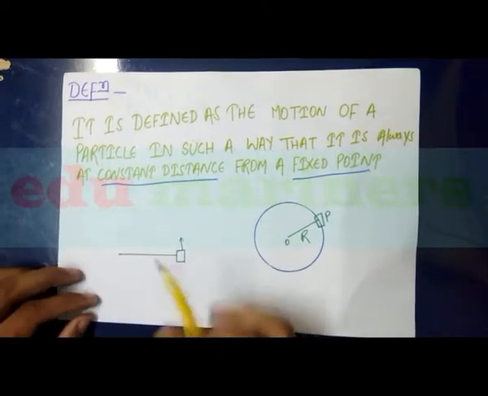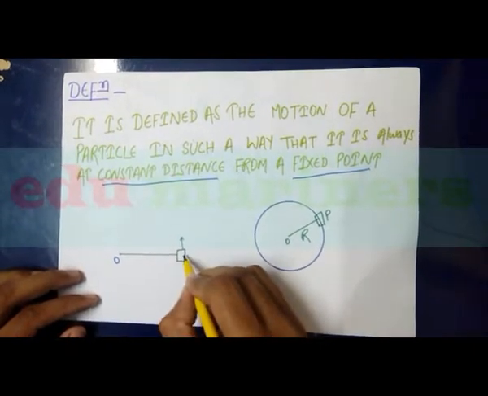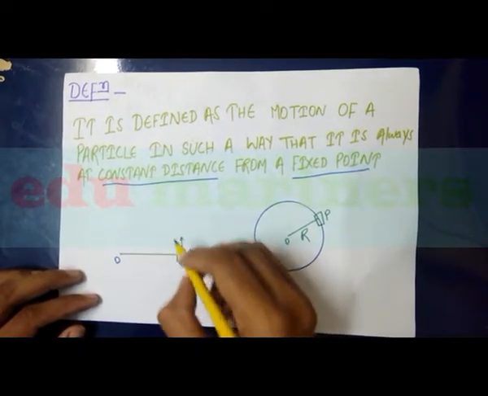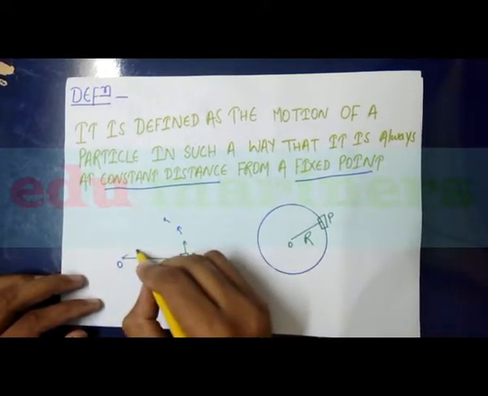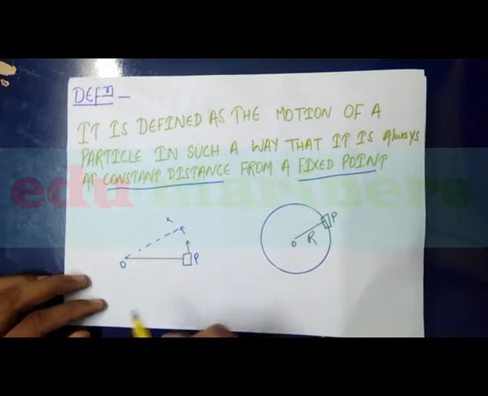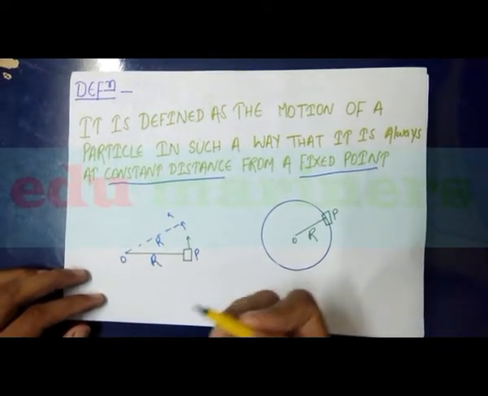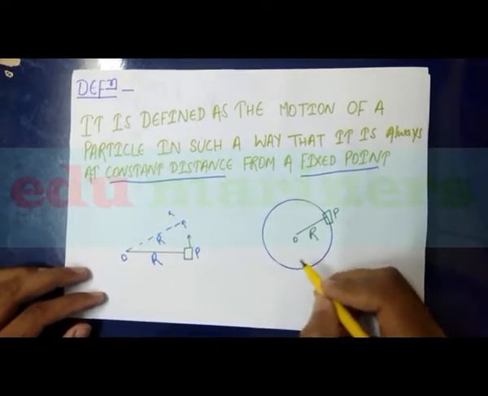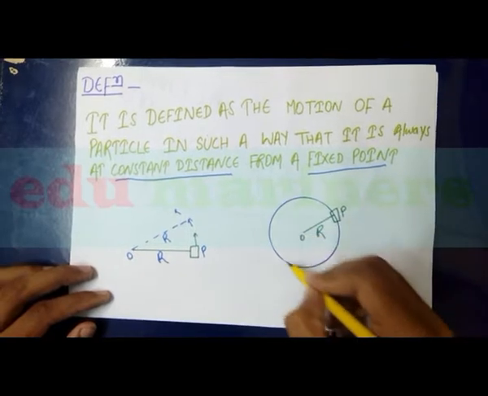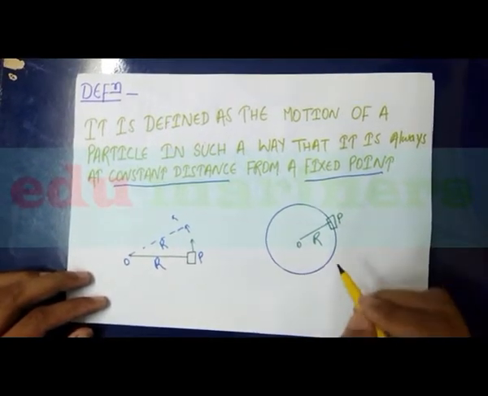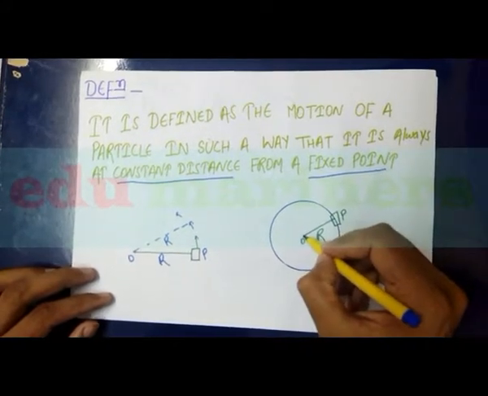Suppose here is point O, the fixed point, and this particle P starts moving in such a way that it is always at a fixed distance from point O. This fixed distance is called the radius of the circle, as we define in geometry also. Likewise, the particle starts and moves on and makes a circular motion here, right? So this was the circular motion.